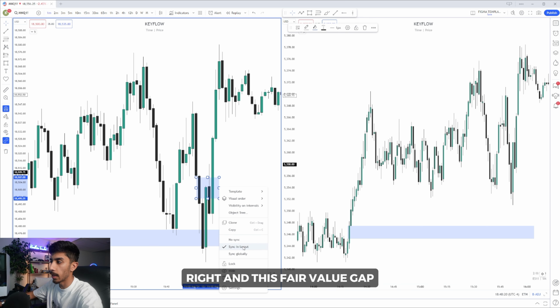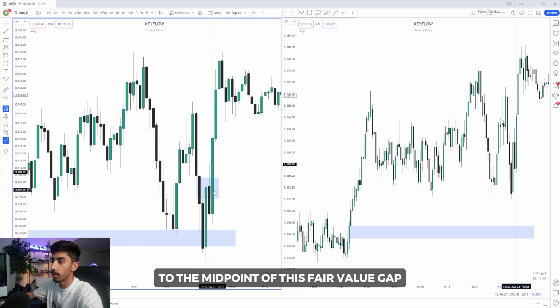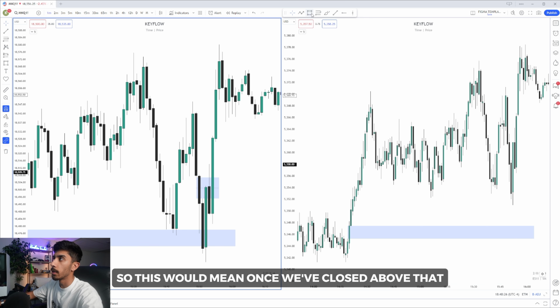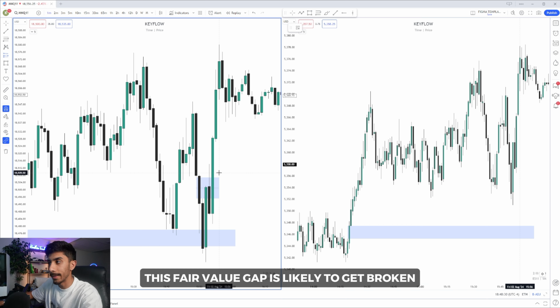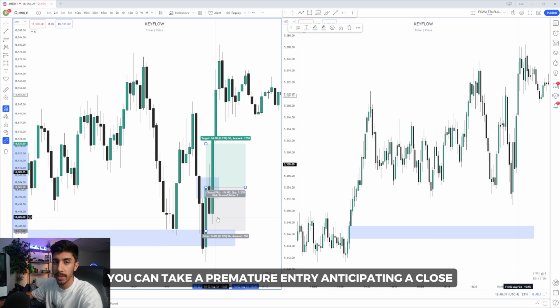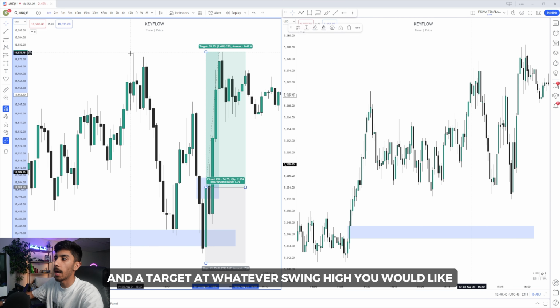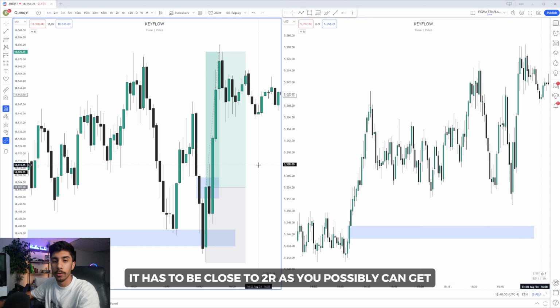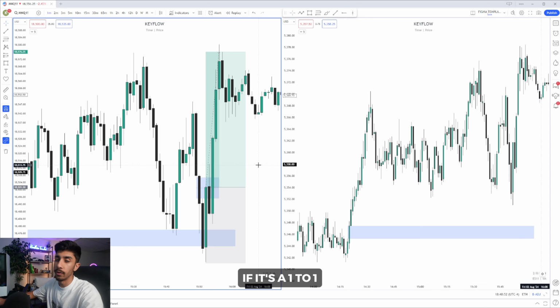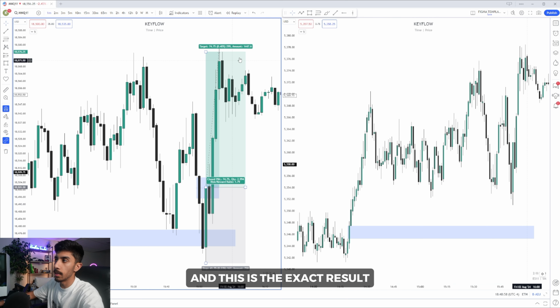And this fair value gap, if we go and check the settings and go to the midpoint of this fair value gap, we close above. So this would mean once we've closed above, that this fair value gap is likely to get broken. So as soon as it closes above, you can take a premature entry anticipating a close, and you can put a stop loss at the low and a target at whatever swing high you would like. Remember, it has to be as close to 2R as you possibly can get. If it's a 1-to-1, it doesn't really make much sense to take that trade, right? And this is the exact result.